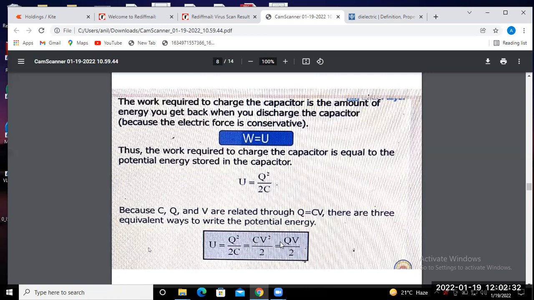So you may express the stored energy in terms of charge and potential, or charge and capacitance. Through this relation, you can convert from one to the other. Okay. So you have to keep in mind the relation between charge, capacitance and potential. Either we may write Q square by 2C, or QV by 2, the same value.